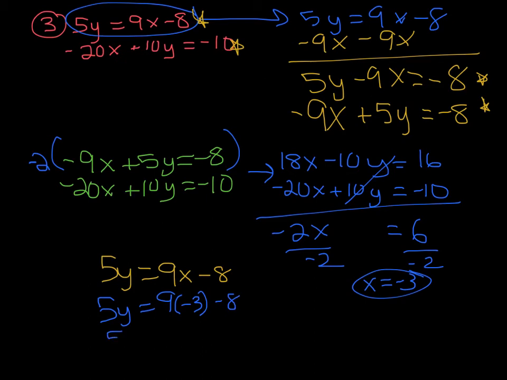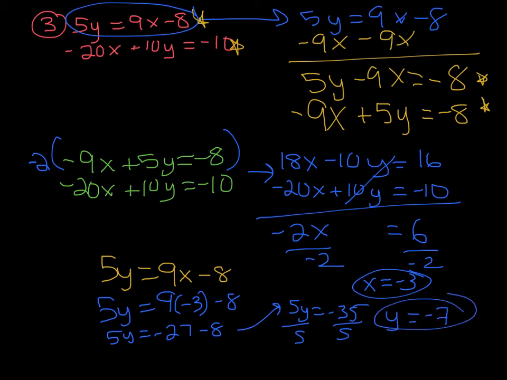So I end up getting 5y equals -27 minus 8, which gives me 5y equals -35. Thankfully, I'm going to get a nice number here. No fractions in this one. So I will end up getting y equals -7.